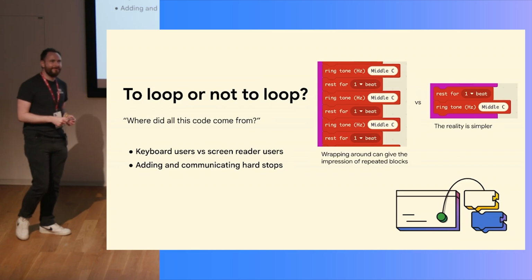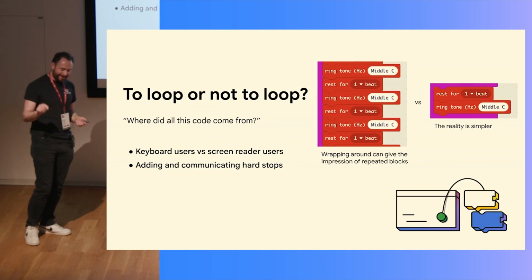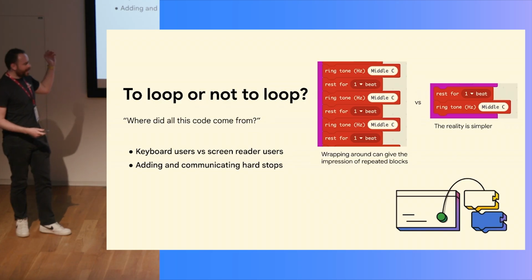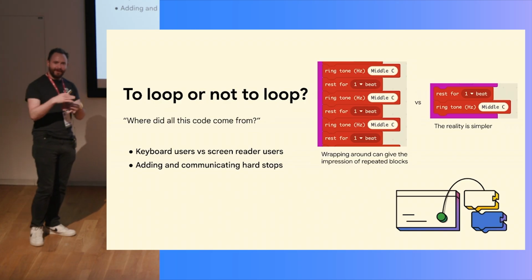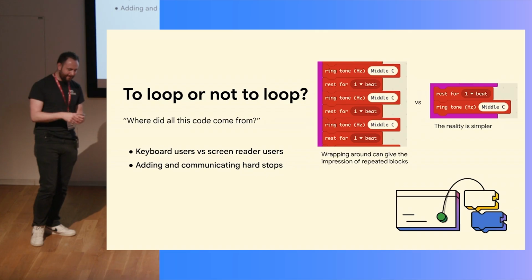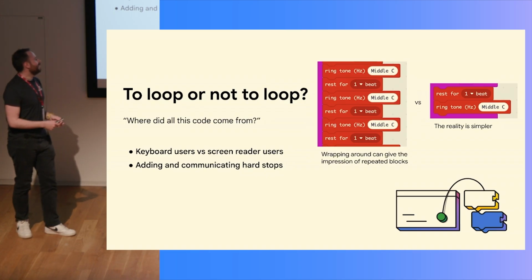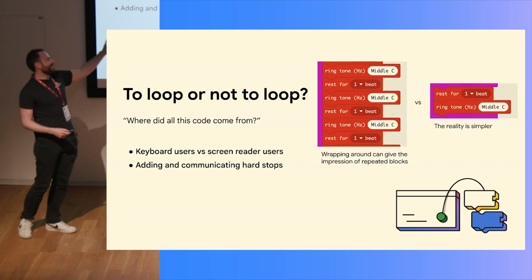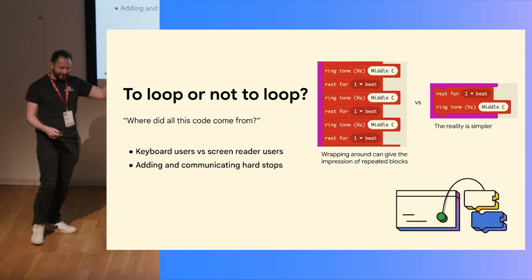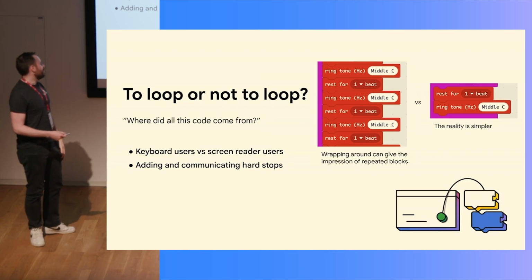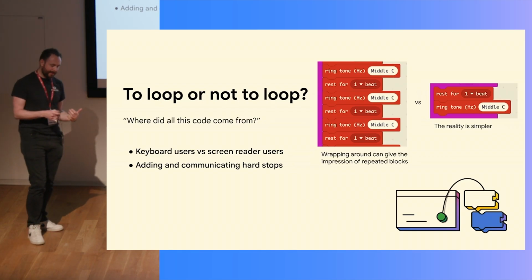When we tested this with screen reader users, they were just hitting the down arrow really quite quickly. And then the code was like, where is all this code coming from? And they were trying to find the boundaries of the program. Like, why am I stopping at the bottom? So it gives this impression that there's lots and lots of code there. In reality, maybe it's just a few blocks there. So we found we need to add these hard stops.